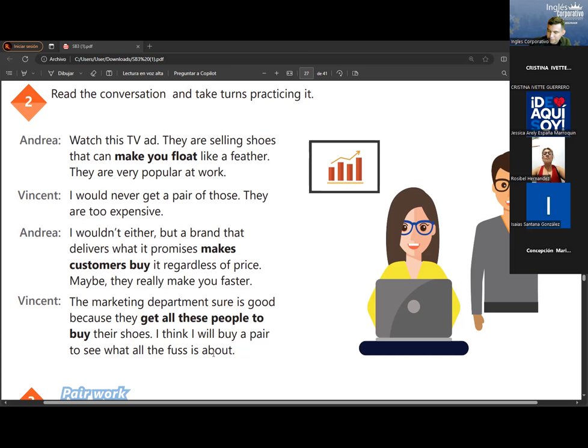Okay, one more time. Watch this TV ad. They are selling shoes that can make you float like a feather. They are very popular at work. I would never get a pair of those. They are too expensive. I wouldn't either, but a brand that delivers what it promised makes customers buy it regardless of price. Maybe they really make you faster. The marketing department sure is good because they get all these people to buy their shoes. I think I will buy a pair to see what all this fuss is about.